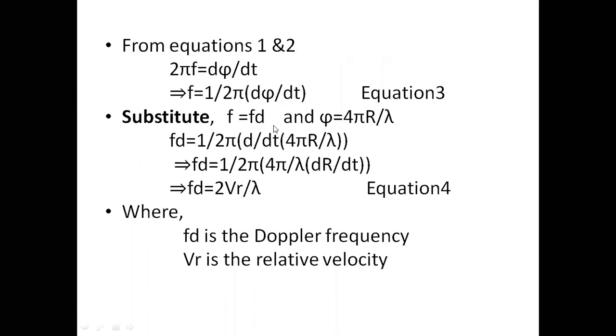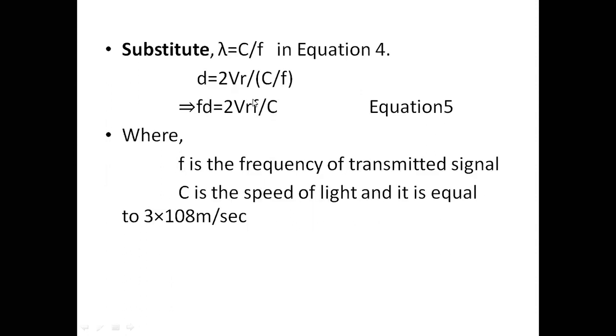So totally we have two equations for the Doppler frequency. One is fd is equal to 2 Vr by lambda, in terms of relative velocity, and one more formula in terms of the frequency of the transmitted signal, that is fd is equal to 2 Vr f by c. So these are the final equations for the Doppler frequency.